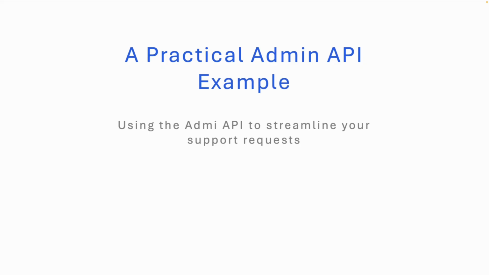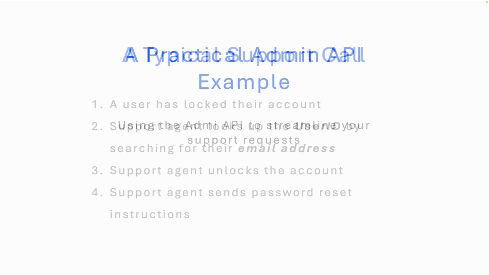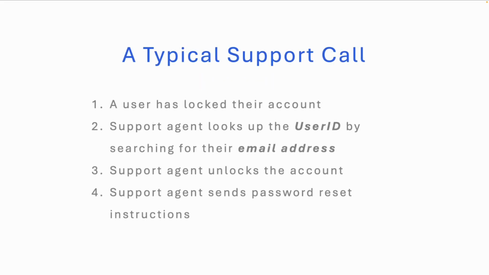Now, let's walk through a practical use case using the Banno Admin API. This example will explain how you could use the Admin API to streamline your existing processes for servicing support calls. Let's say you have a user whose account has been locked due to too many login attempts. It's likely that they've forgotten their password. The user calls the support phone number and explains the situation. Then the support agent verifies the user's identity by asking various questions. Once satisfied and verified, the agent looks up their account using their email address and then unlocks it, as well as initiating a password reset on the user's behalf. We will walk through how to use the Admin API to accomplish this.